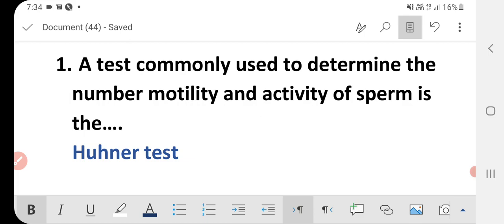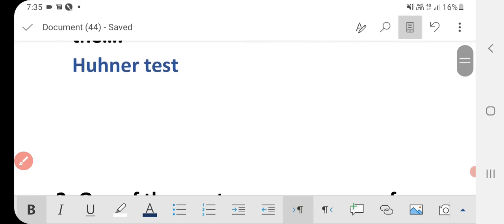So chalo, first question देख लेते हैं. A test commonly used to determine the number, motility and activity of sperm is the dash. So ਕਿਹੜਾ ਟੈਸਟ ਆ ਜਿਹੜਾ ਡੈਟਰਮਾਈਨ ਕਰਨ ਦੇ ਲਈ ਨੰਬਰ, ਮੋਰਟੈਲਿਟੀ ਐਂਡ ਸਪਰਮ ਦੀ ਐਕਟੀਵਿਟੀ ਕਿੰਨੀ ਹੈ ਕੀਤਾ ਜਾਂਦਾ ਮੇਨਲੀ ਪ੍ਰੈਗਨੈਂਸੀ ਦੇ ਲਈ? Huhner's test. So it's known as Huhner's test.